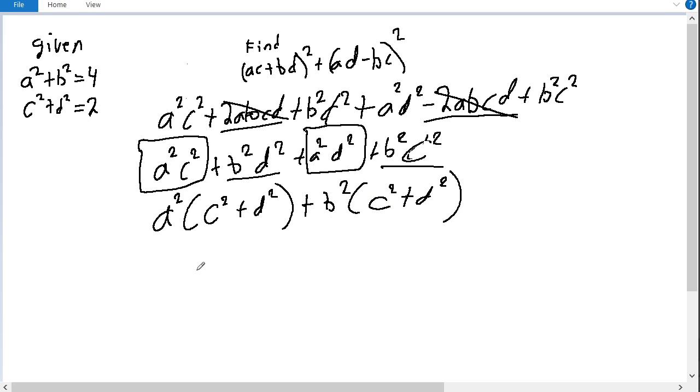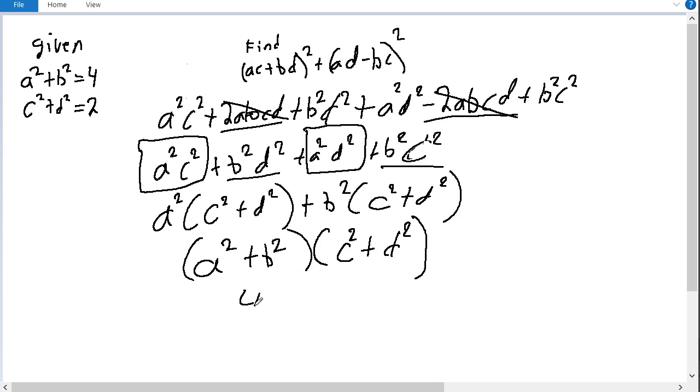I can rewrite this simply as a squared plus b squared times c squared plus d squared. So I'll find that we have 4 times 2, which gives us 8 as our solution.